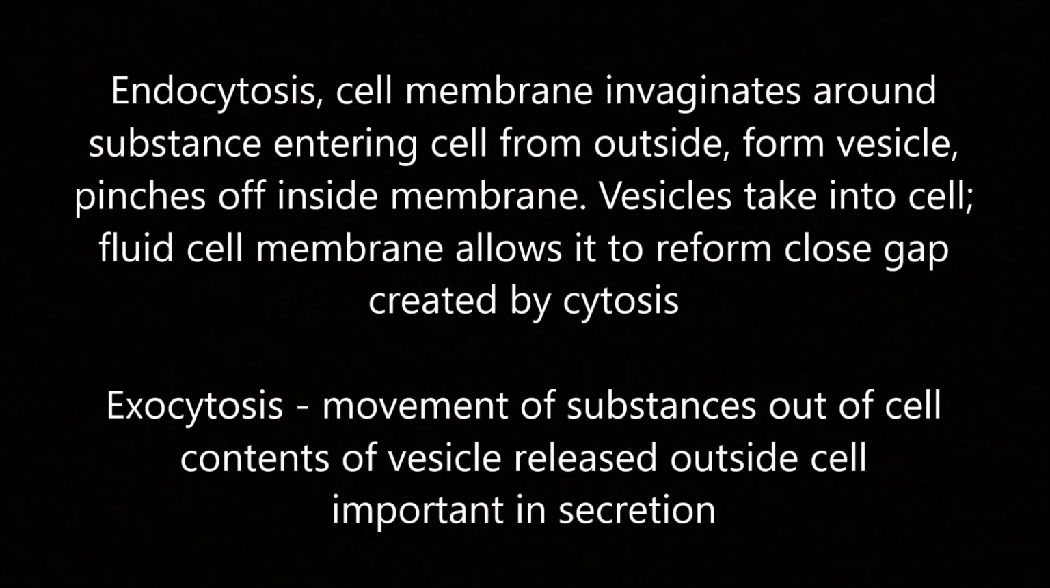In endocytosis, the cell membrane invaginates around the substance entering the cell from the outside. It forms a vesicle and pinches off inside the membrane. The fluid nature of the cell membrane allows it to reform and close the gap created by cytosis. Exocytosis is the movement of substances out of the cell: the contents of the vesicle are released outside the cell, and it's important in secretion.